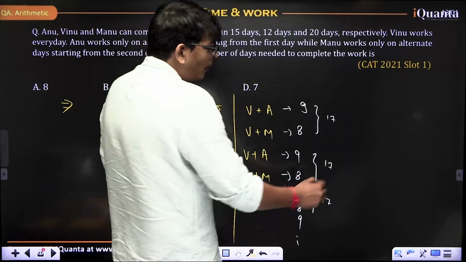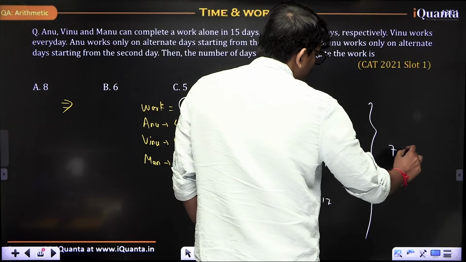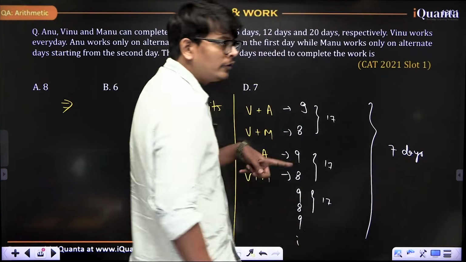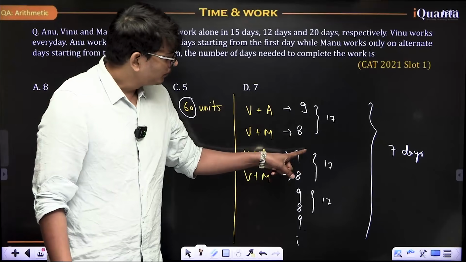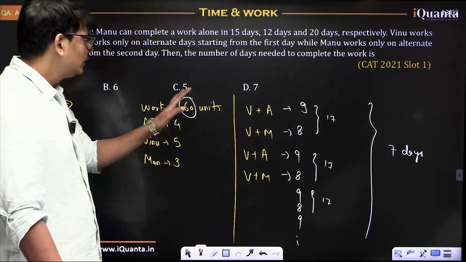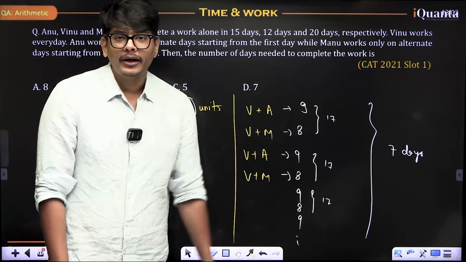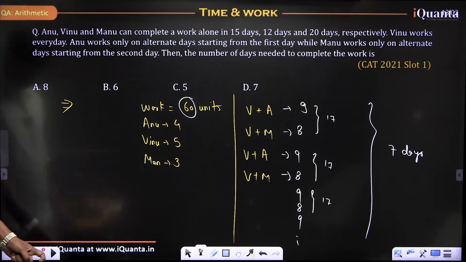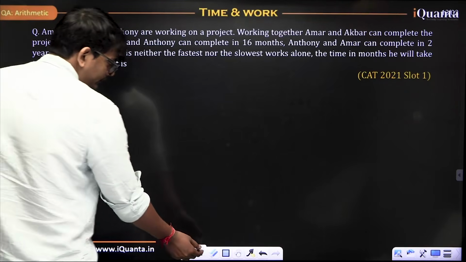So how many days did we take? 7 days. Because on the first day 9 units of work done, second 8, 9, 8, 9, 8, 9. If you take the sum, you will get 60 units, which is the required work, and the time taken is 7 days. Next.